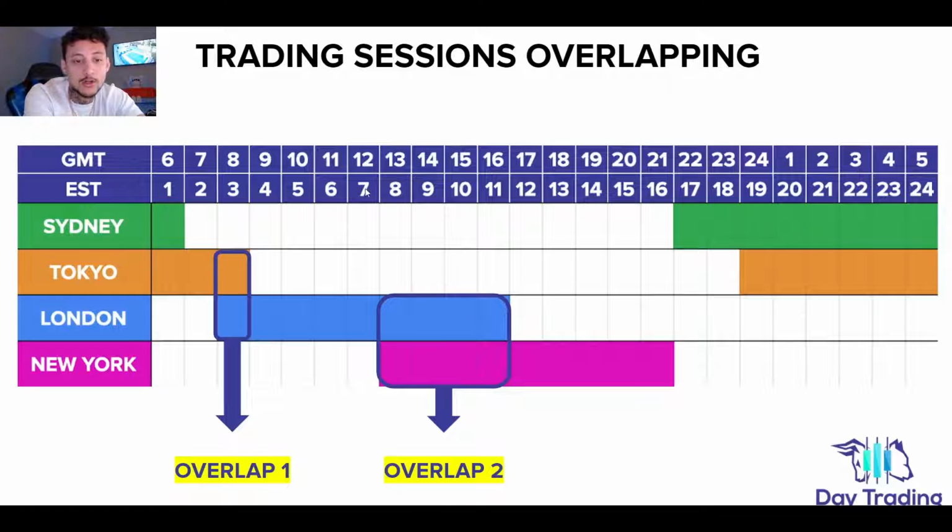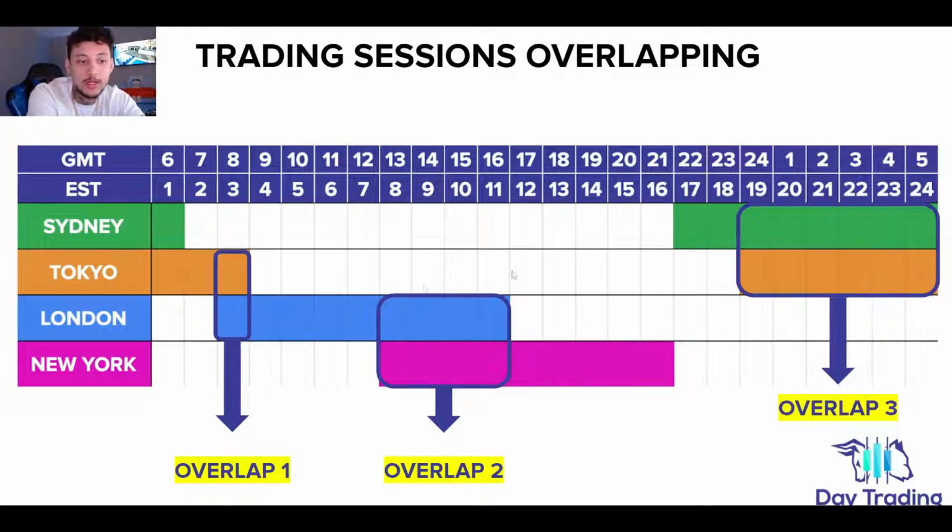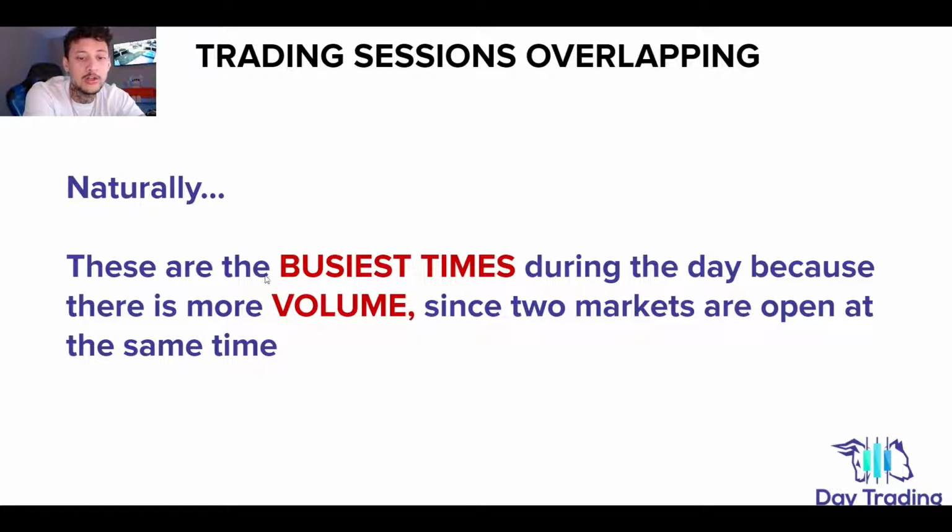Then the trading session starts, and people tend to go to lunch and then come back for the New York session, which starts at 8 a.m. Eastern time. That is going to be the second overlap. Then the third overlap is going to be the Sydney and Tokyo overlap, which starts here. When the Sydney session and Tokyo session actually start, that's when they typically tend to merge. Now, naturally, these are the busiest times during the day because there is more volume since the two markets open at the same time. Like I said previously, that's when you're going to see the most volume come in.